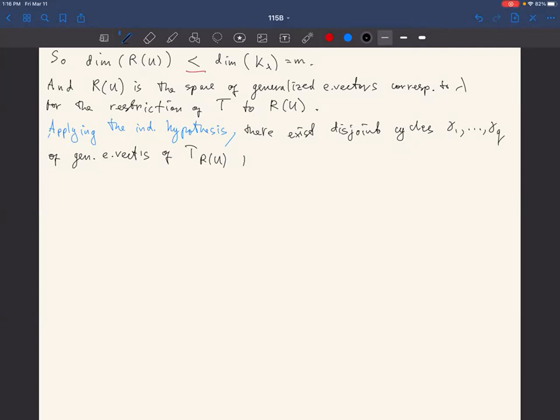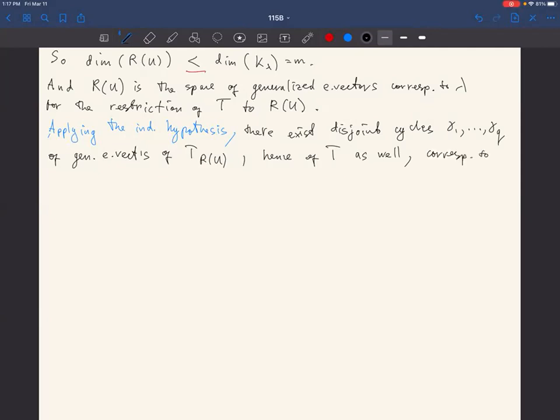Remember, we know this for the usual eigenvectors. The same is true for generalized eigenvectors. If you restrict T to some subspace, it does the same thing as T does on this subspace. So if you get 0 for some power of the restriction, you get 0 for the same power of T already, because it's just the same thing restricted to a subspace. So in particular, we get cycles of generalized eigenvectors of T as well, all corresponding to lambda, of course.